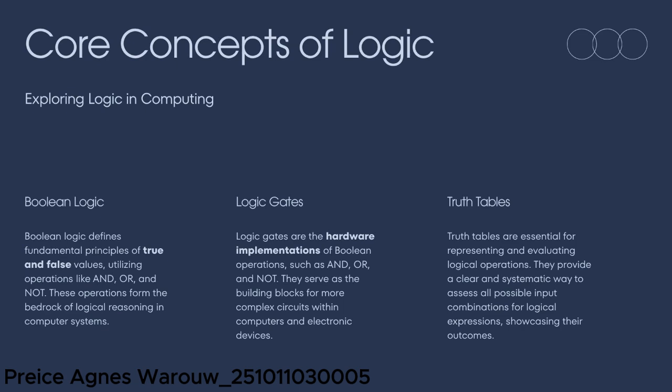Second, logic gates. Think of these as the hardware implementation or physical representation of the Boolean operations mentioned above. These gates are the building blocks for more complex circuits within a computer. Third, truth tables. These are our tools for representing and evaluating logical operations. They provide a systematic way to view all possible combinations of inputs and their final outputs.